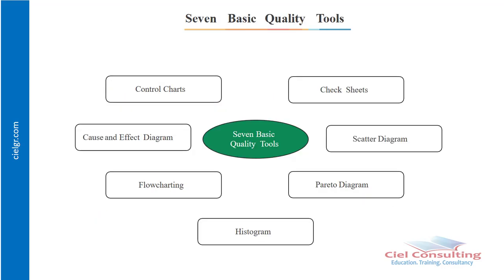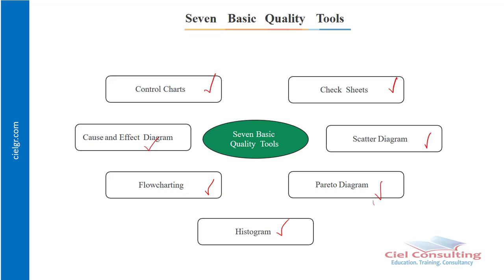So finally, we're going to talk about what we refer to as the 7 basic quality tools. The 7 basic quality tools include: one, the control chart. We also have the check sheets. Then there's the scatter diagram. There's the Pareto diagram. Then we have the histogram. There's also the flow chart. And then we have the cause and effect diagram. So these are the components that make up the 7 basic quality tools.